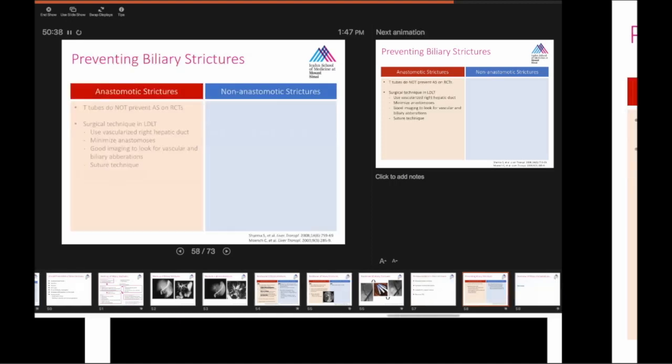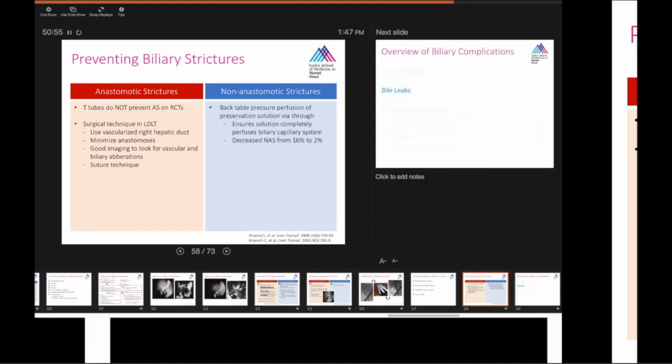How do you prevent them? Well, the data in randomized controlled trials suggests that T-tubes actually do not prevent anastomotic strictures. And for patients with living donors, just improving the surgical technique. We don't really need to, this is really from the surgeon side. There's data that to prevent non-anastomotic strictures, you could pressure perfuse the preservation solution through the hepatic artery to ensure that it perfuses the entire capillary system, and it can decrease stenosis rates.